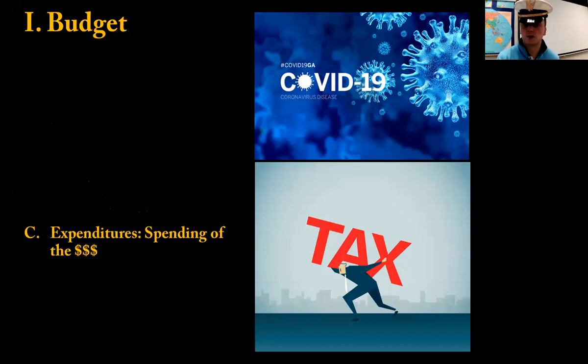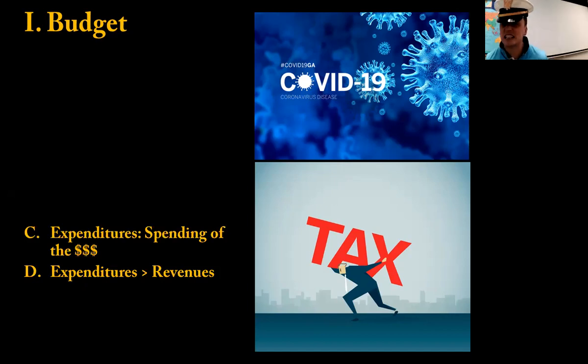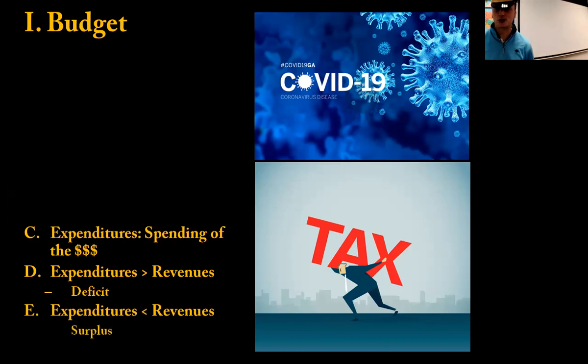Besides revenues, we're going to be looking at expenditures. This is spending of the government dollar. Revenues and expenditures go hand in hand. If expenditures are greater than revenues, meaning the red is greater than the green, can you guess what we have there? We got ourselves a deficit. If revenues are greater, we got ourselves a surplus. We haven't had a surplus in years.